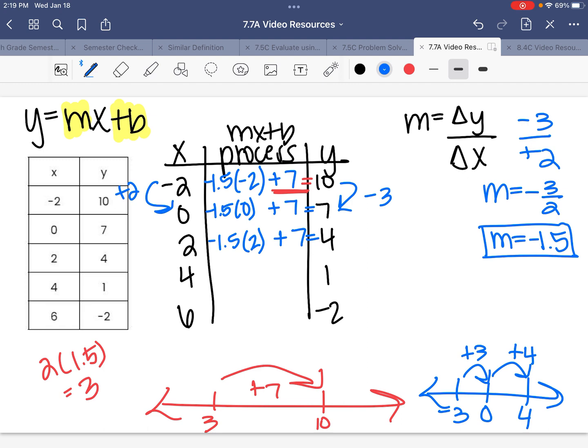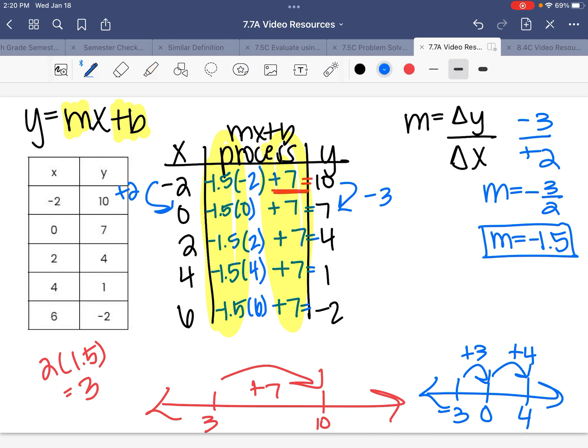And it works with the remainder of my inputs. So negative 1.5 times 4 is equal to negative 6, plus 7 more, and we get that output of 1. Negative 1.5 times positive 6 gives us negative 9, and then we add 7, and that takes us to negative 2. So again, when we look at our patterns, every time we're multiplying by negative 1.5, but then we have to go and add 7 on.